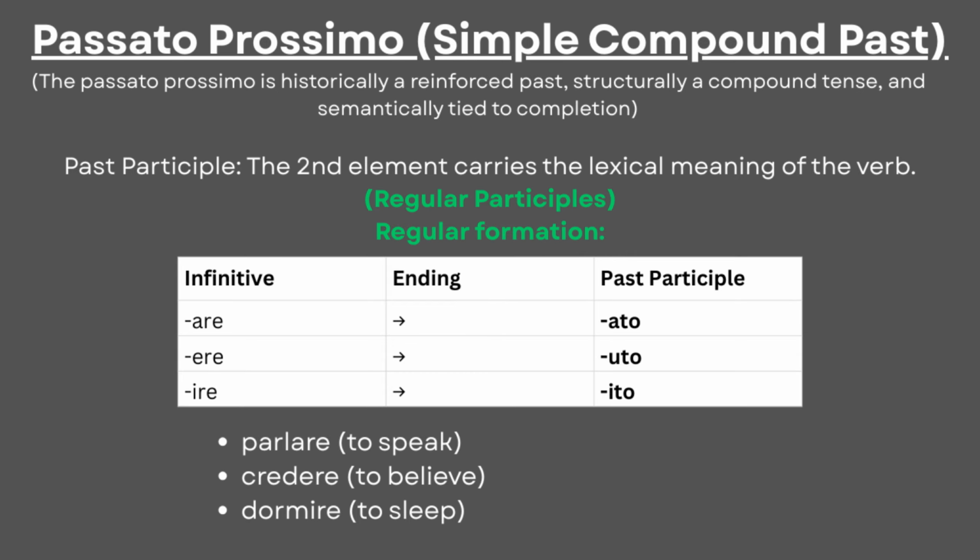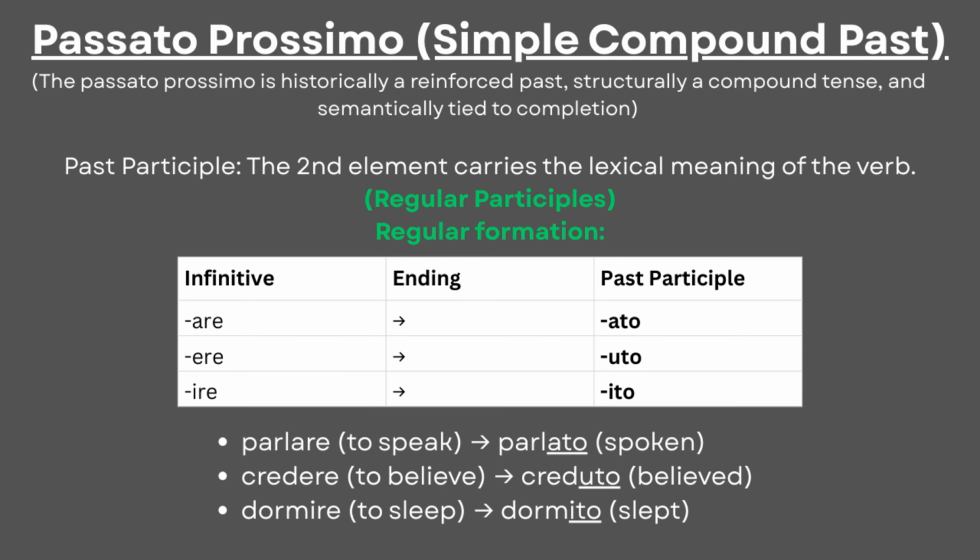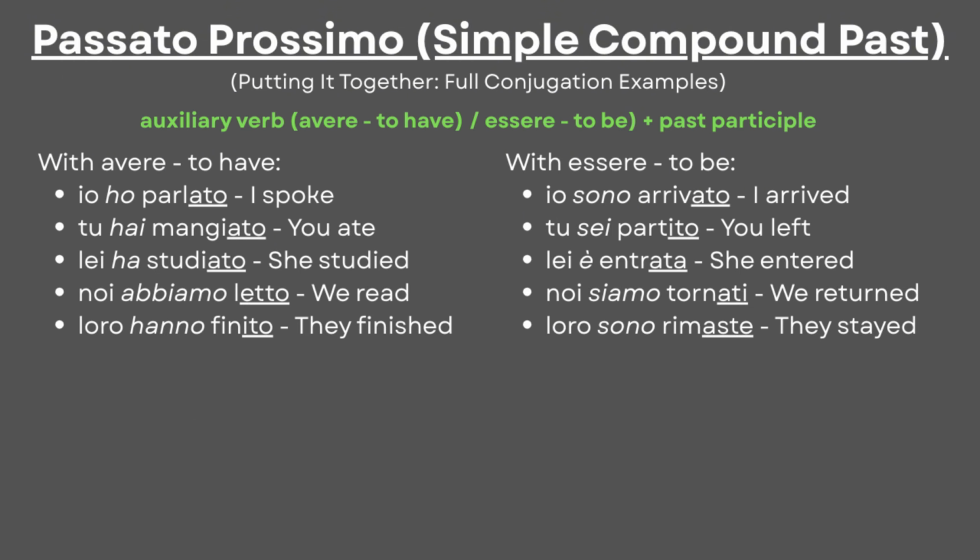To make participles out of the verbs, we drop the infinitive endings and add the following endings: ato for are verbs, uto for ere verbs, and ito for ire verbs. Now we have past participles: parlato, creduto, dormito. After learning the first element, we now know the second element, which is the past participle. By putting the elements together, we can make simple sentences with other verbs.